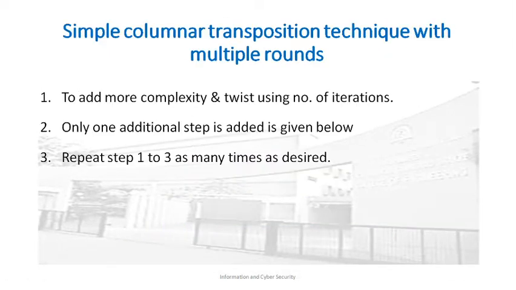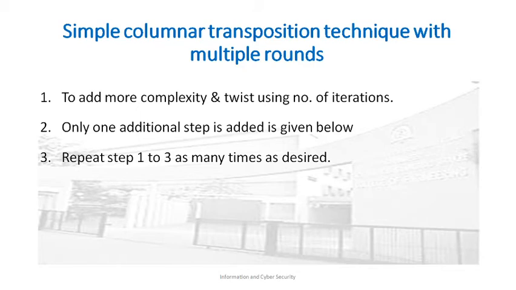The next transposition technique is simple columnar transposition technique with multiple rounds. It is very similar to the previous technique. To add more complexity and a twist using a number of iterations, this technique was designed. Only one additional step is given in this, that is we have to repeat steps 1 to 3 of simple columnar transposition technique as many times as required.